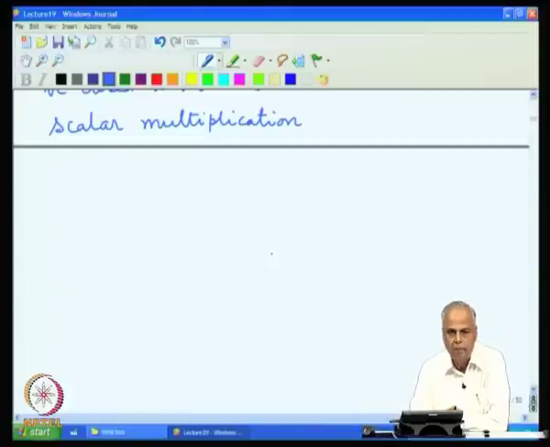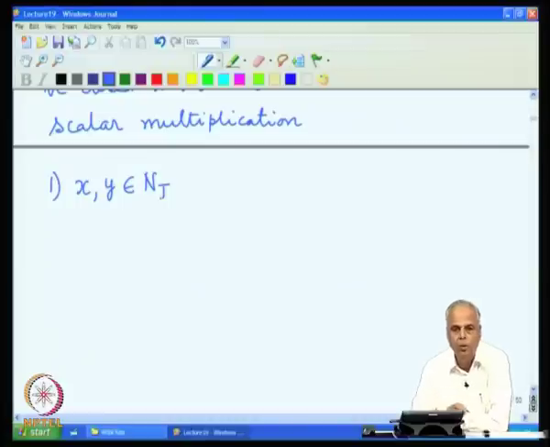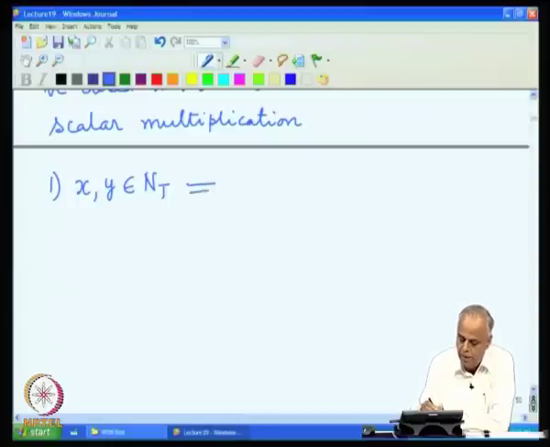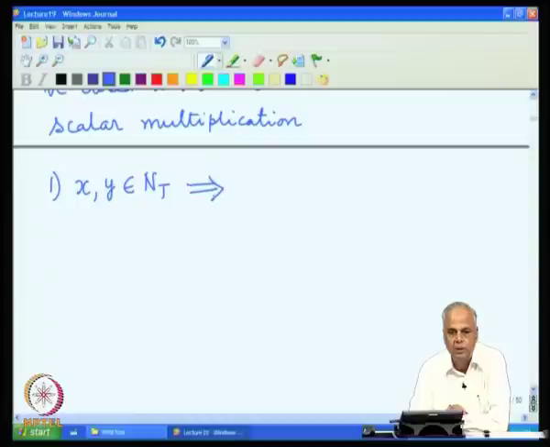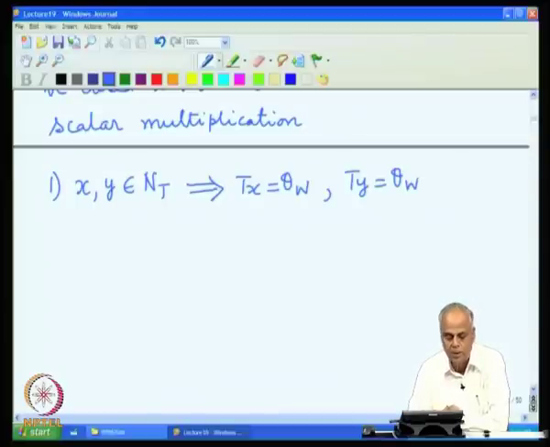So, let us verify whether NT is closed under these two operations. Let us first check with addition. Suppose we have two vectors x, y in NT; we want to know whether their sum will also be in NT. All we know at present is that x and y are in NT, which is the collection of all those vectors which are mapped to the 0 vector. Therefore T x must be the 0 vector, and T y must be the 0 vector, because x and y are in NT.